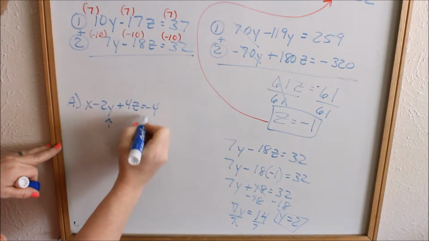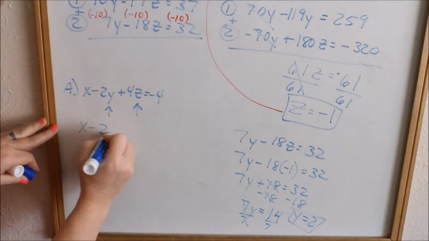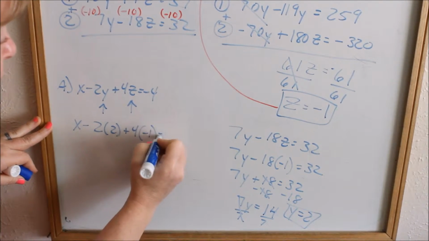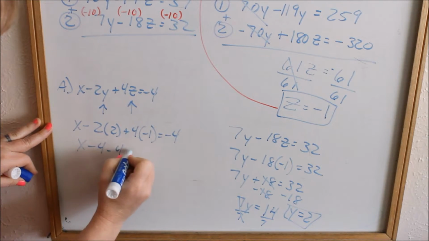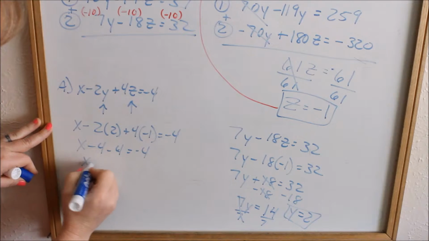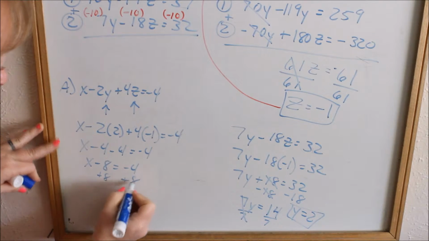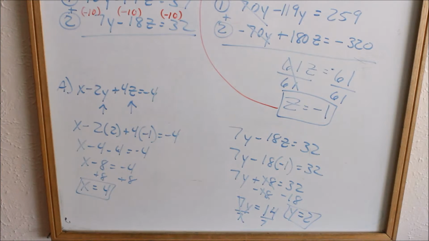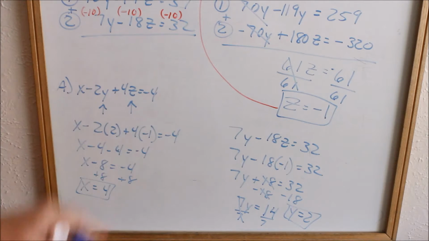I know y, I know z. So I'm going to plug those back in. x minus 2 times y, and y was 2, plus 4 times z, and z was negative 1, equals negative 4. So x minus 4 equals negative 4. In debt 4, you're in debt 8. Add 8 to both sides. x equals a positive 4. So you have now solved for all three variables. x is 4, y equals 2, z equals negative 1.